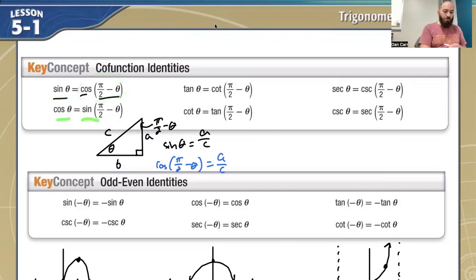Same with this one here. Tangent is the same as the cotangent of its complementary angle, so that's pi over 2 minus theta. And the same thing with secant and cosecant. They are the same as the co-function of the complementary angle there.